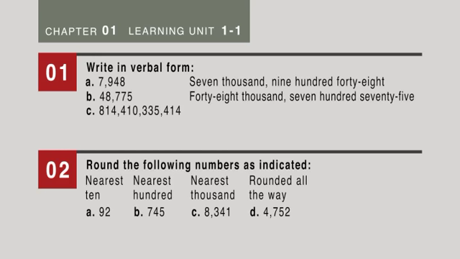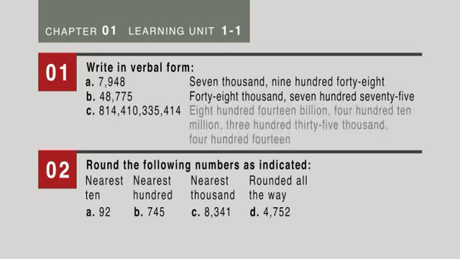To do the verbal form of the next one, wow, look at all those numbers. You have to realize we have hundreds, thousands, millions and billions, so you have to watch your digits. So in this case, we're talking about 814 billion, 410 million, 300, now don't forget, 35 with a hyphen, 1,000, 414. Keep in mind the positions of your digits, not decimals, but digits.